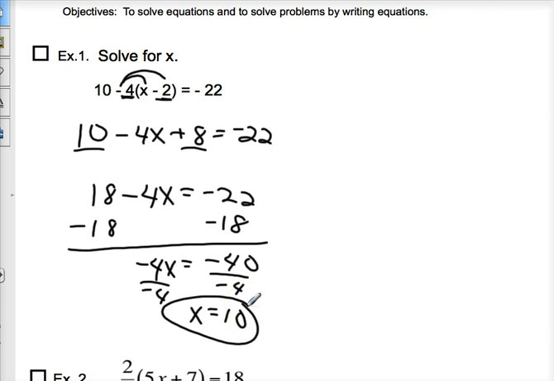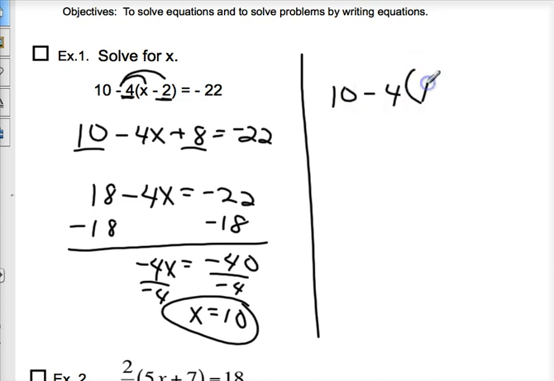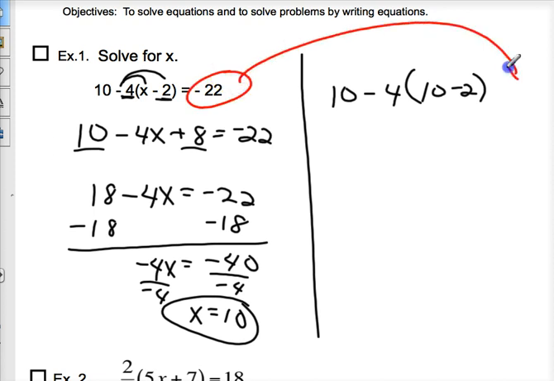I circled it a little prematurely. I probably should check my answer. Let's do that over here. We're going to plug in a 10 and make sure that it does, in fact, equal -22. If it doesn't equal -22, we made a mistake.